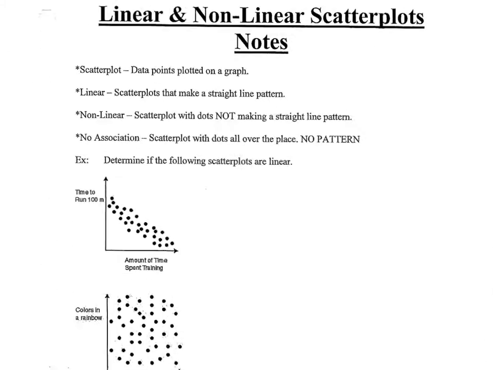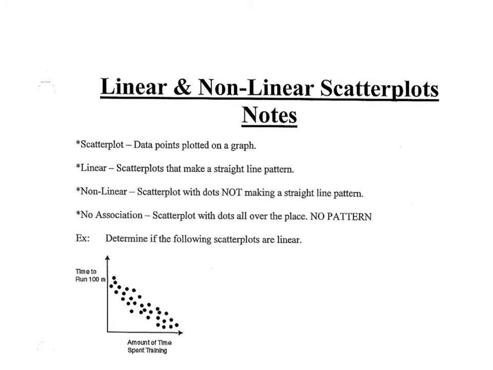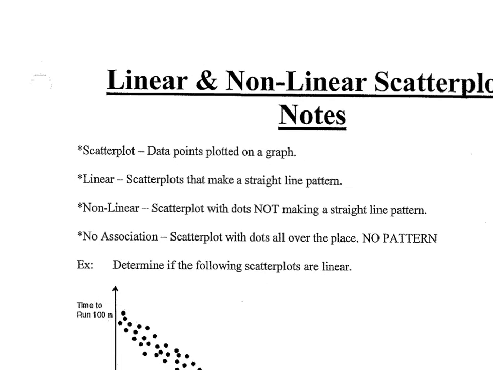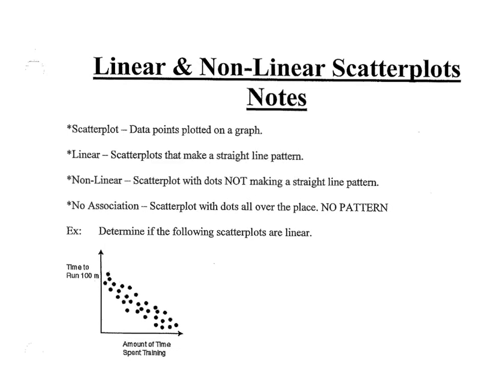Okay, I'm going to briefly look over the notes and then I'm going to look at the worksheet. This is the linear and nonlinear scatter plot. So just to go over some of the vocabulary that you're going to see, a scatter plot is just data points on a graph. So we have seen so far when we look at graphs, we've just seen like straight lines, whether positive or negative.